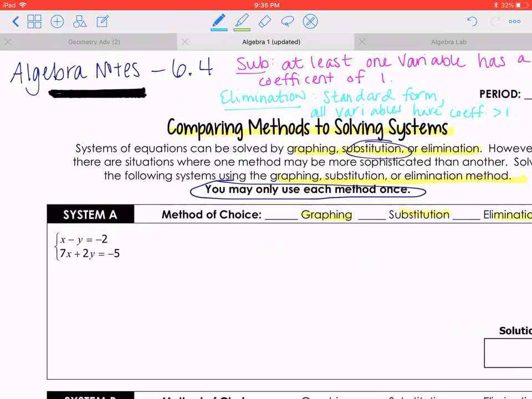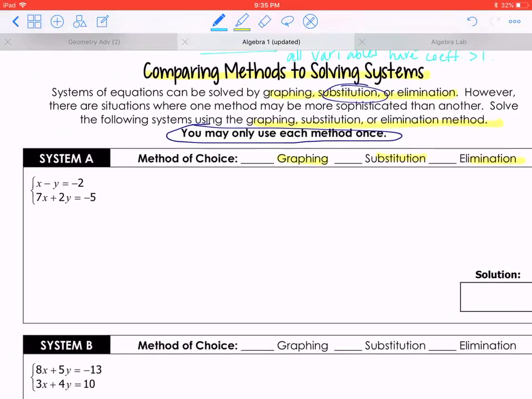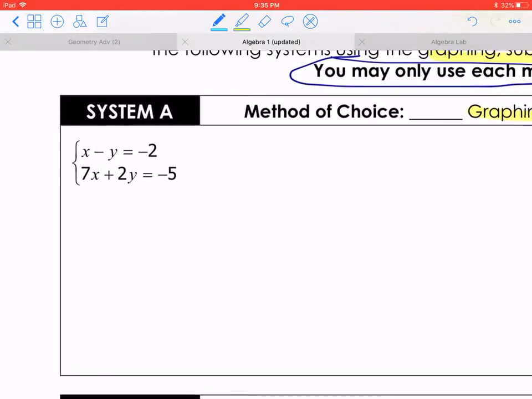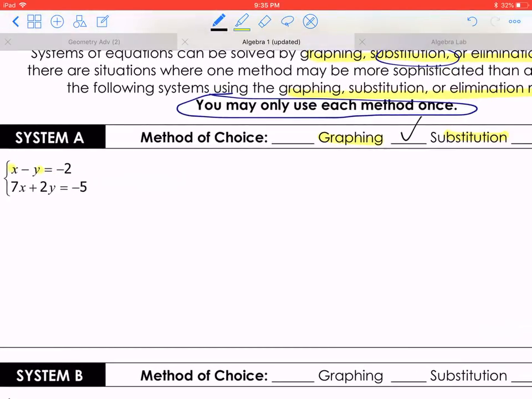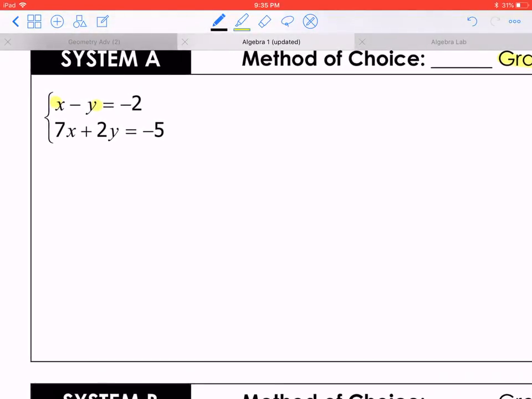So let's go through. We have to use each method one time. So let's go through and pick. Like I said, graphing is going to be almost like a fallback method because you can always convert to slope-intercept form. So I'm going to look at this first one, and I'm going to notice that both this x and the y have 1 as their coefficient. So I am going to choose to solve this using substitution. Okay?